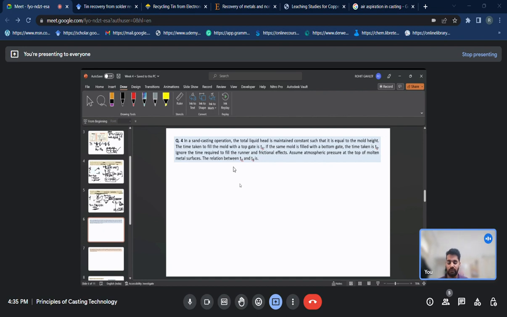So this is a simple problem, like we have already covered in the previous numerical itself. It says in a sand casting operation, the total liquid head is maintained constant such that it is equal to the mold height, just like what we did in the previous question. That's for a recapitulation. So here it is given that ht is hm. The time taken to fill the mold with the top gate is ta. This is for the top gate system.